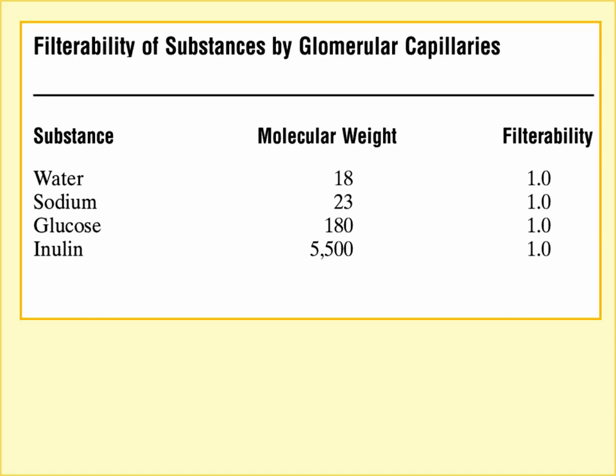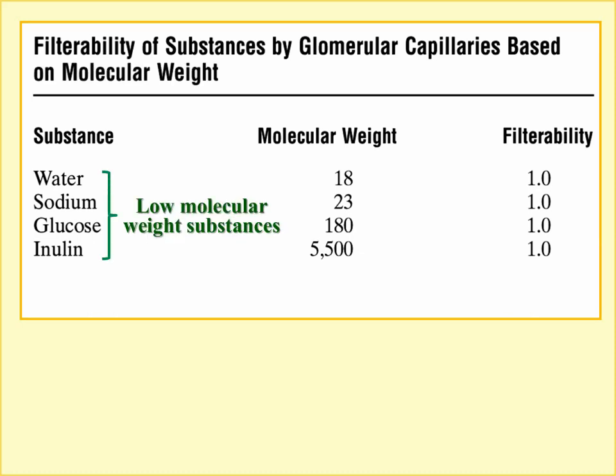Here you can observe that substances such as sodium pass the same as water itself. Then glucose, which is large enough, 180 molecular weight, also passes the same as water, and even inulin, which has molecular weight 5,500, filters exactly the same amount as water molecules. So all low molecular substances, from really very low to higher molecular weight substances, all equally easily pass the glomerular filter. And filterability is the same as for water.